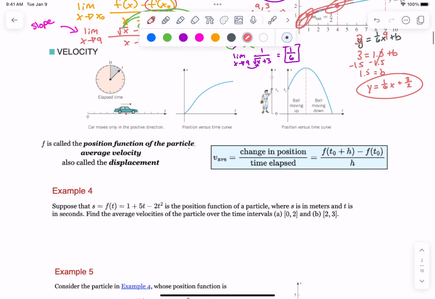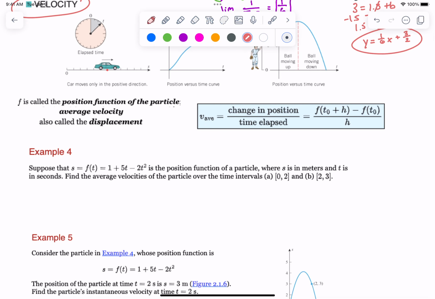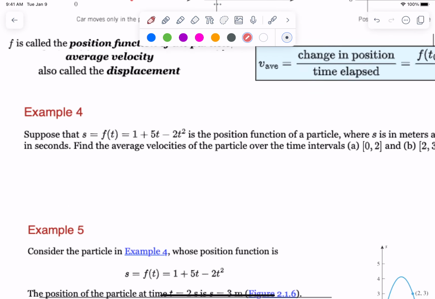Beautiful? Okay. Velocity. Here we move on down to velocity. This is exactly what we're doing, okay? Let's just bump to example 4. Let's just see what we're doing here before we go up to any formulas and stuff.